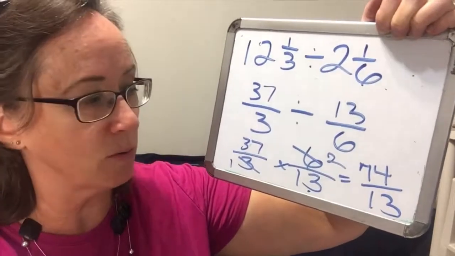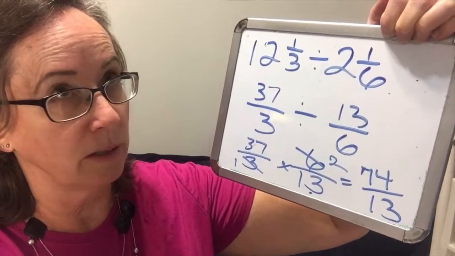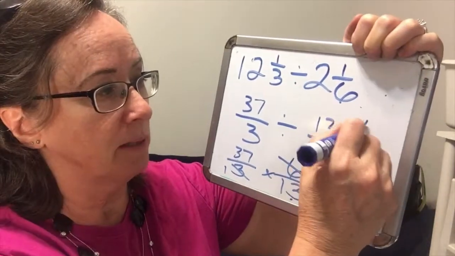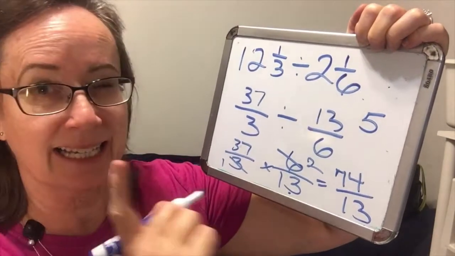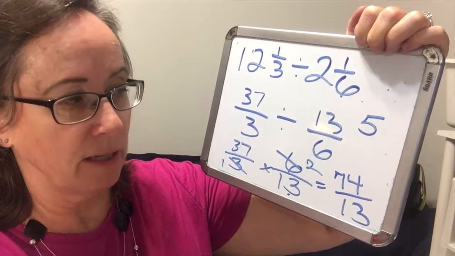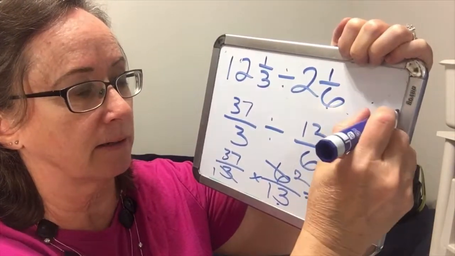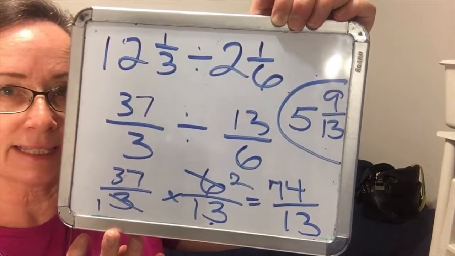And 74 divided by 13 is going to go 5 times, because 5 times 13 is 65. And then we'll have 9 thirteenths left. And that should be the correct answer, and it is.